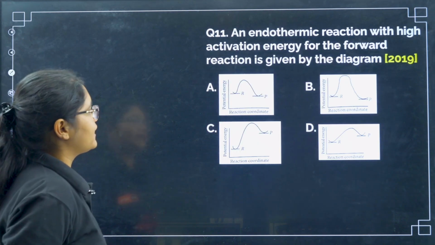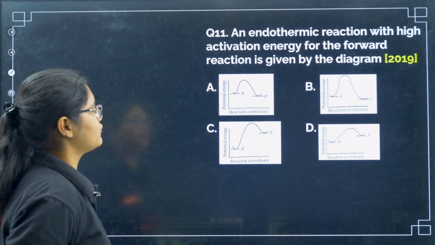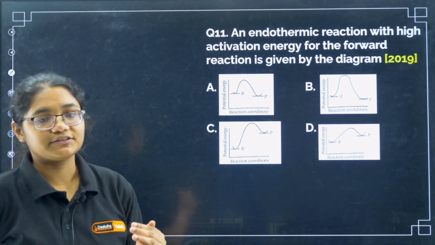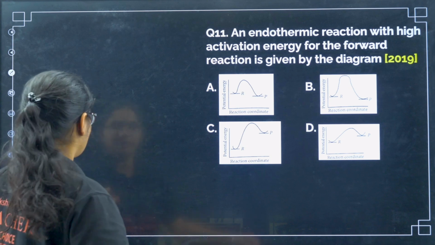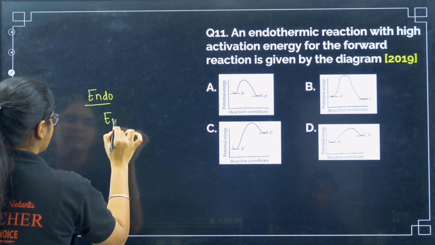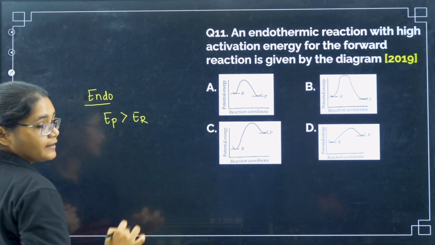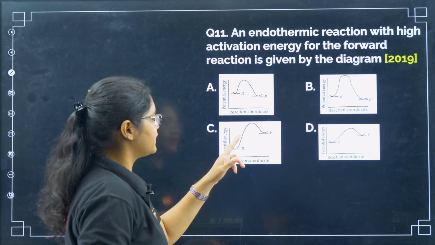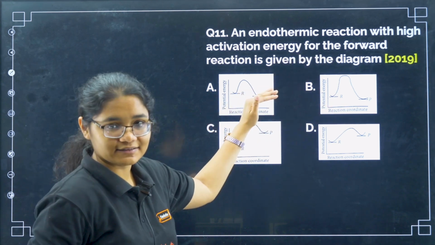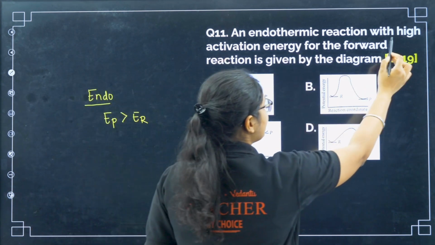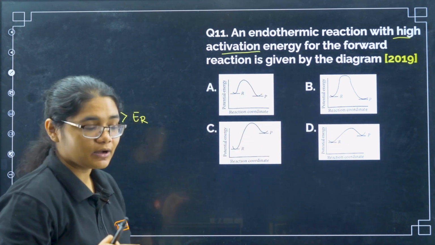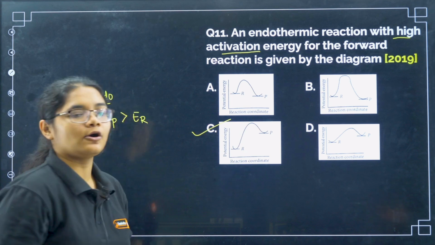Next, an endothermic reaction with high activation energy for the forward reaction is given by the diagram. So endothermic reaction means what? The product energy will be more than the reactant. So remember, for endothermic, what is the condition? Product energy will be more than the reactant energy, and that is present in which graph? That is present in C and D. In A and B, the product energy is less, right? And here something is given: high activation energy. Here you can see the activation energy is very small, here the activation energy is very big. So the correct answer will be option number C.